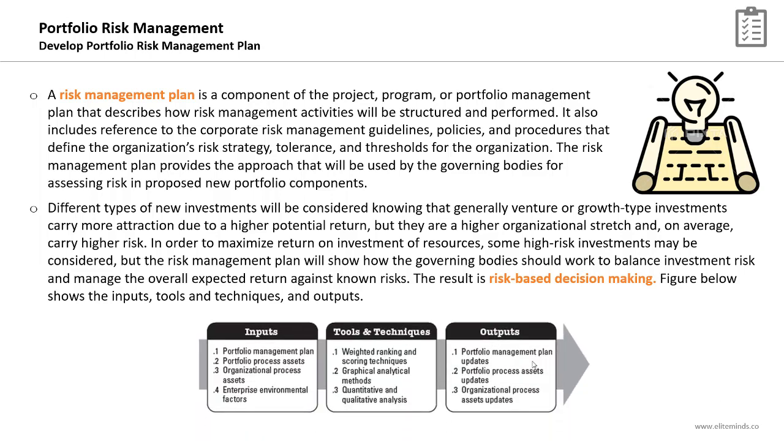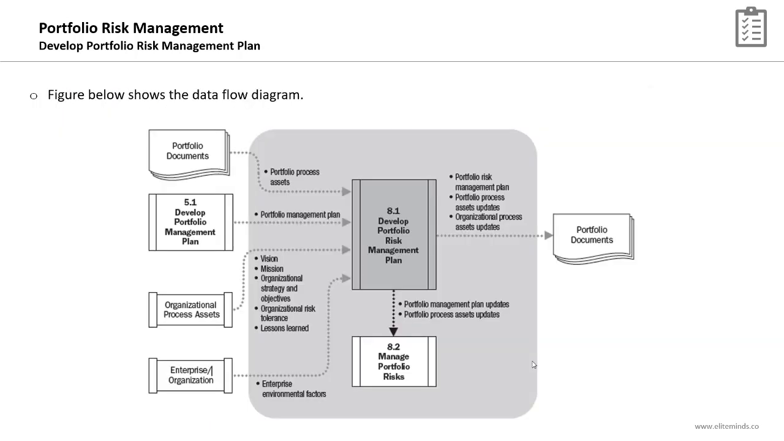Now, we will need 4 inputs to kick off this process: the portfolio management plan, the portfolio process assets, the organizational process assets, and the enterprise environmental factors. 3 tools and techniques will be needed: the weighted ranking and scoring techniques, graphical analytical methods, quantitative and qualitative analysis techniques. The outputs will be updates to the portfolio management plan, portfolio process assets, and the organizational process assets.